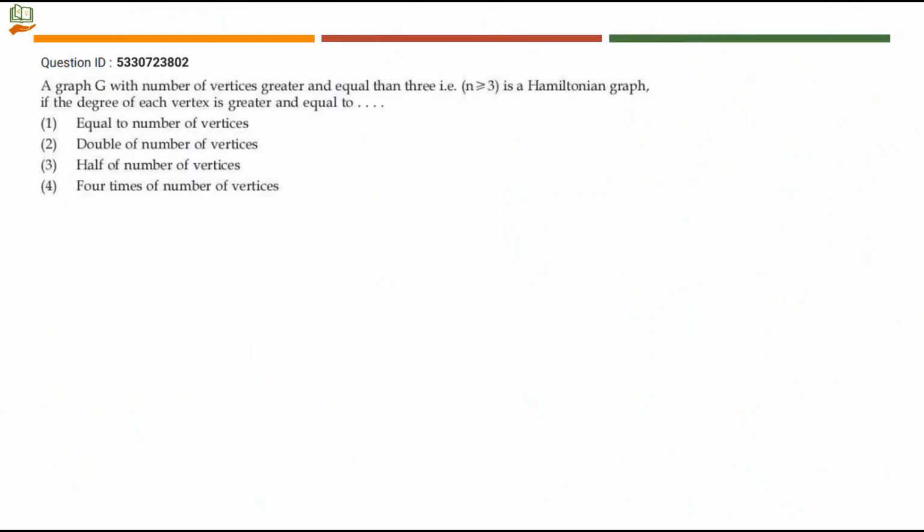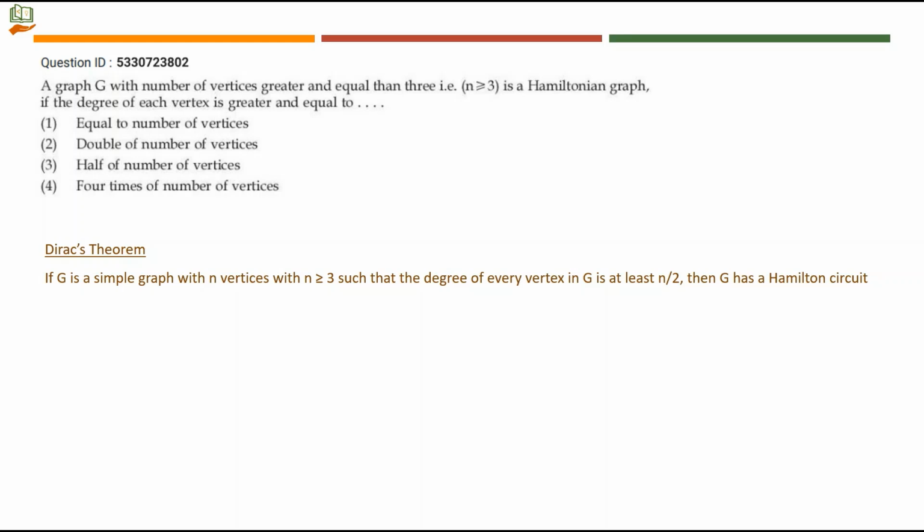Next question. A graph G with number of vertices greater than or equal to 3 is a Hamiltonian graph if the degree of each vertex is greater than or equal to. So here there is a theorem called Dirac's theorem. If G is a simple graph with n vertices with n greater than or equal to 3, such that the degree of each vertex in G is at least n by 2, then we can say G has a Hamiltonian circuit.